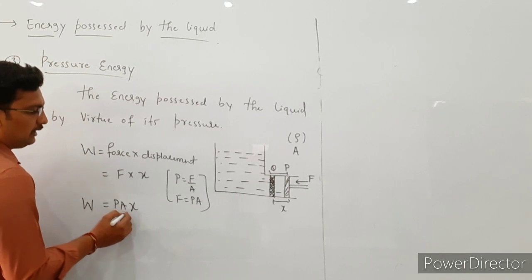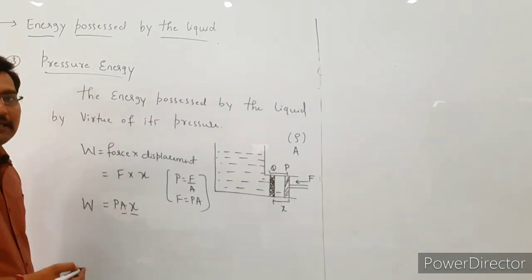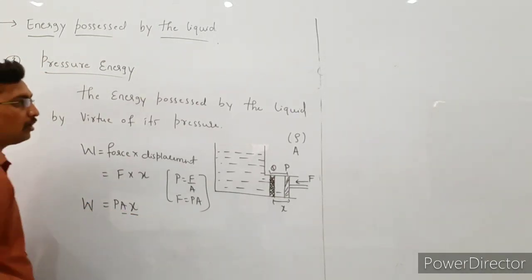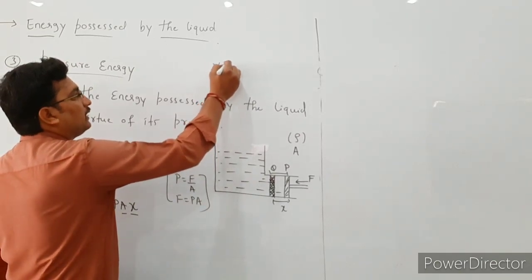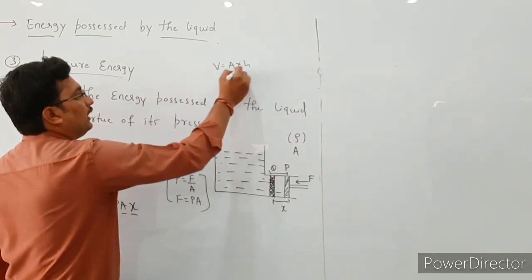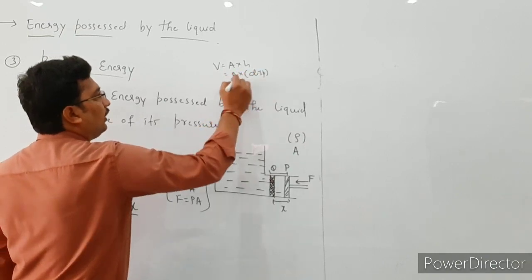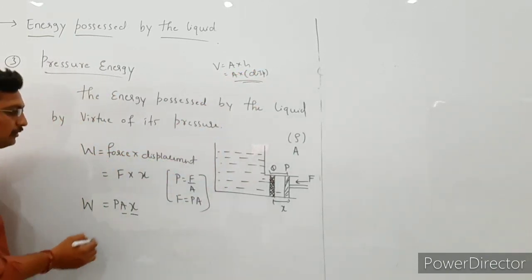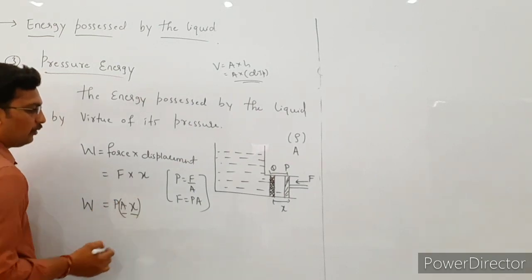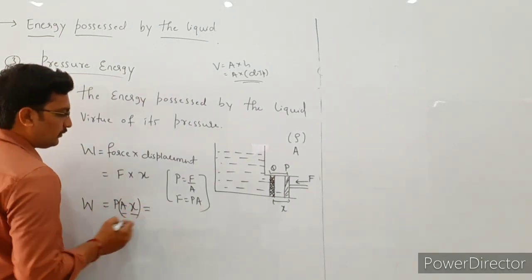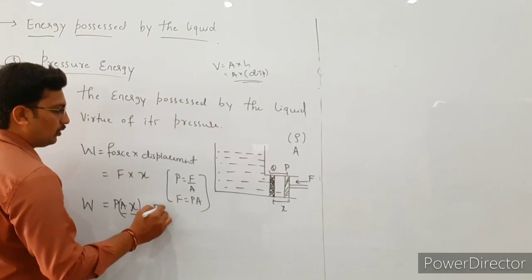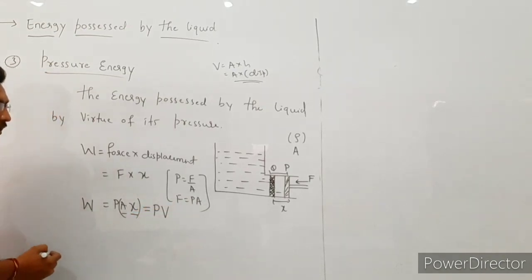In this case, area into displacement is nothing but the volume. Volume can be written as area into height, so area into displacement of the liquid is known as the volume. Then we replace A into X by V. So the work done is equal to P into V.